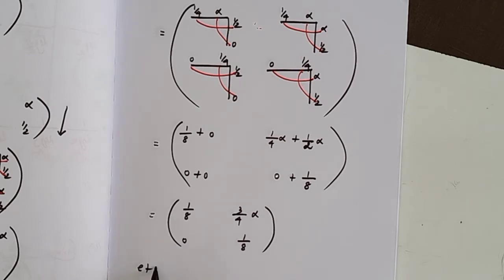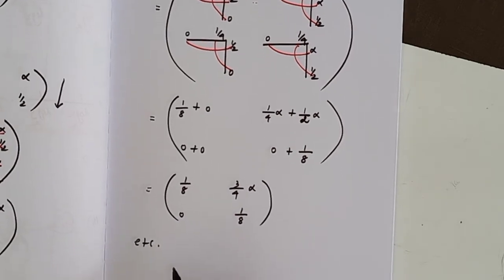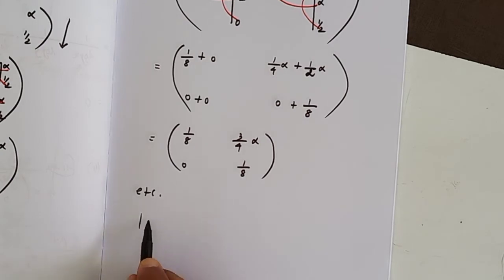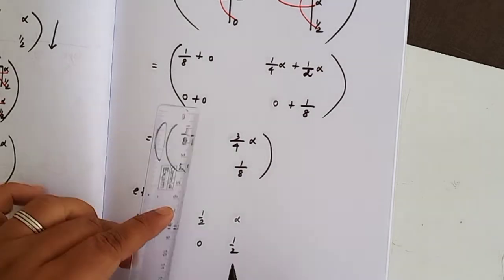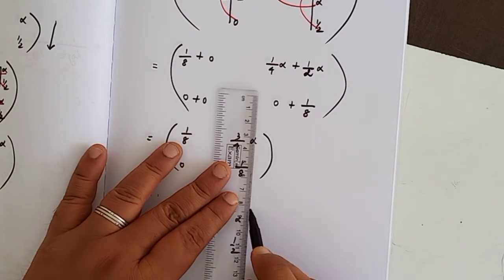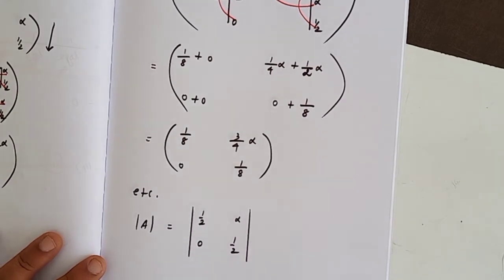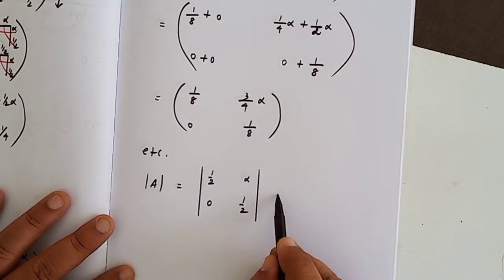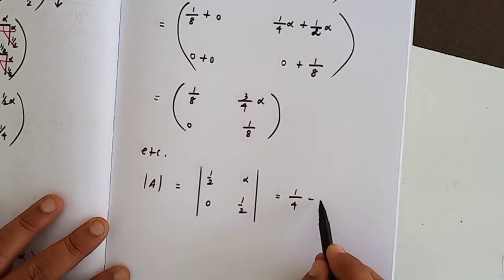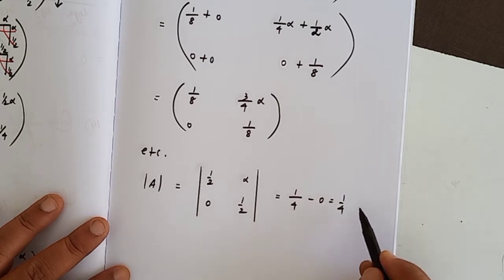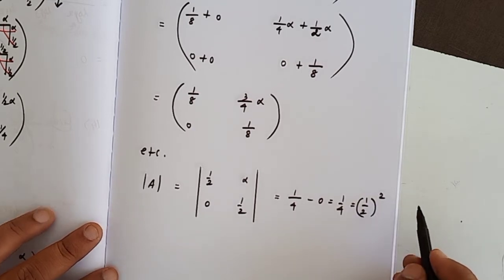Now I am going to find the determinant of A. Determinant of A is [1/2 alpha; 0 1/2]. You multiply the two diagonals: half into half is 1/4, minus 0 into alpha, that is 0, so it is 1/4. 1/4 you can write as (1/2) whole square, correct?